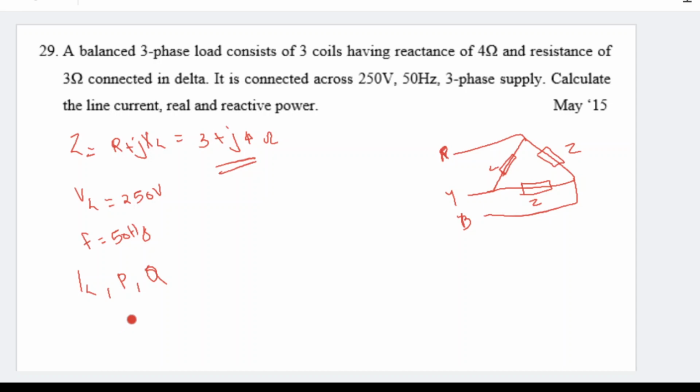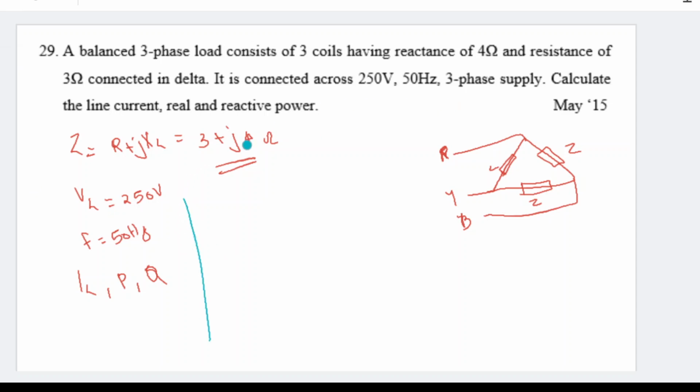So I am pausing the video. Please pause the video and try to do it by yourself. I hope you have done it because it is of the same type as what we have done in our last example. Let me use a different color, so I'm trying to solve this.